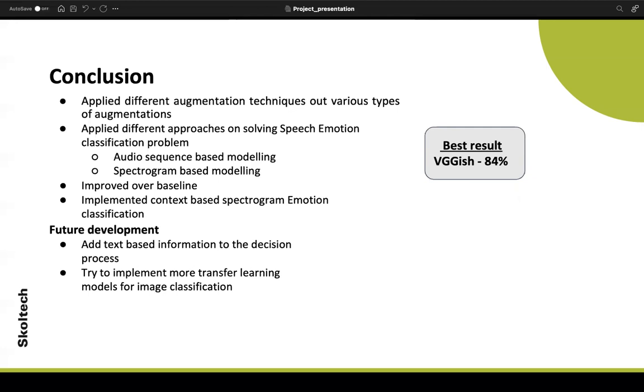But still, there is future work, future development, and a lot of work that can be implemented to improve the results. For instance, adding text-based information about the speech to make the decision process even better.